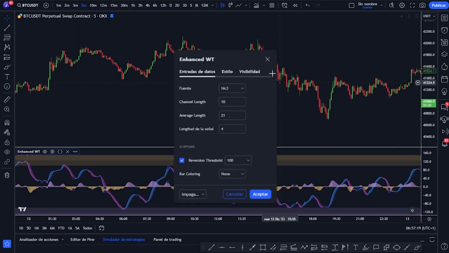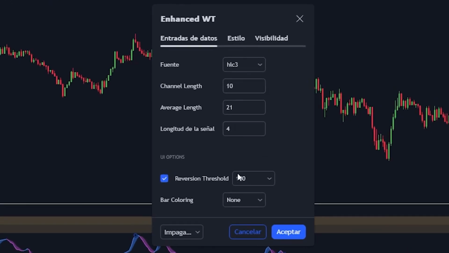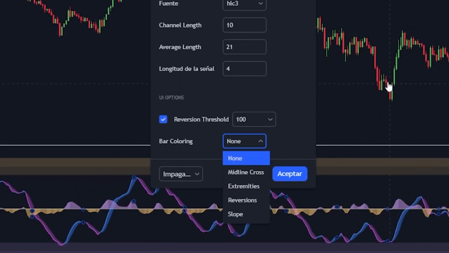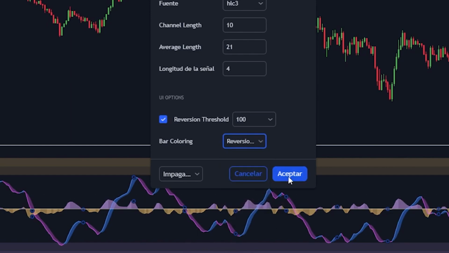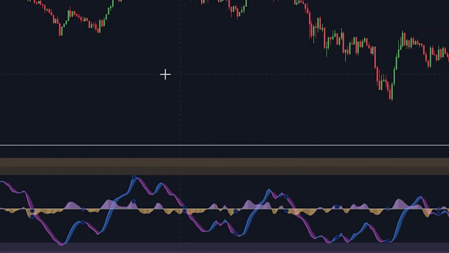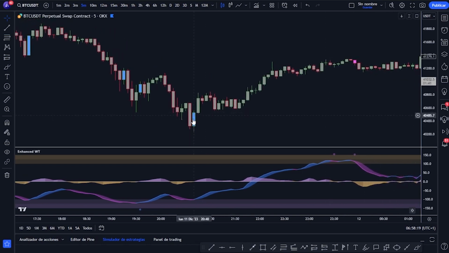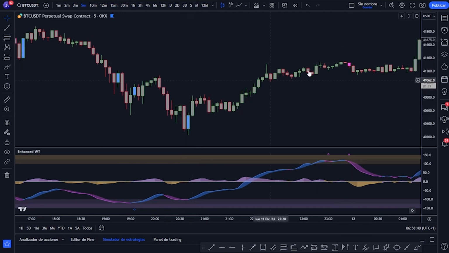We come to the configuration part, and as you can see, we have different options that we can change or choose according to our preferences. Where it says bar coloring, we can choose if we want to color the bars of the market price in the areas, for example, of reversals. We're going to give it accept. And if we zoom in a little, we can differentiate those candles that appear in blue color and also in bright pink color. This would help us to identify those concrete candles where a reversal of the trend takes place.